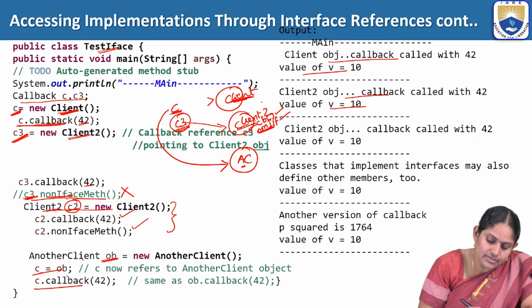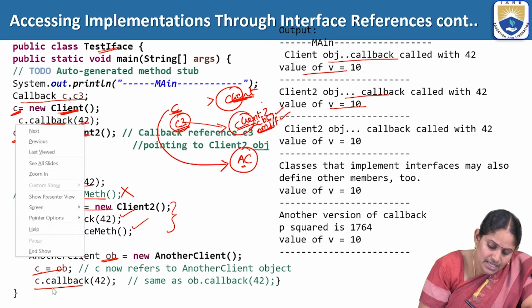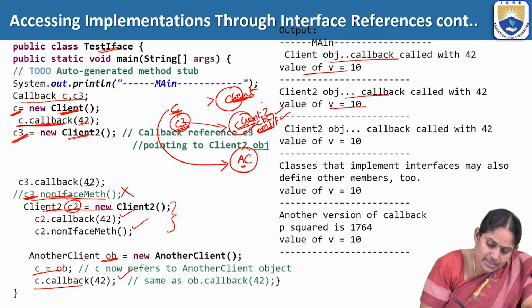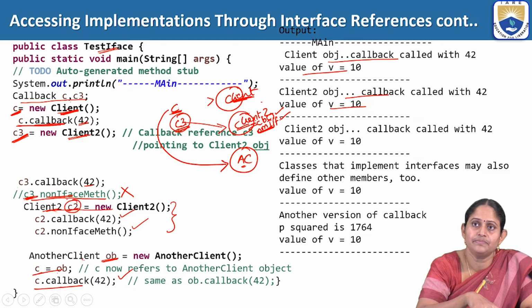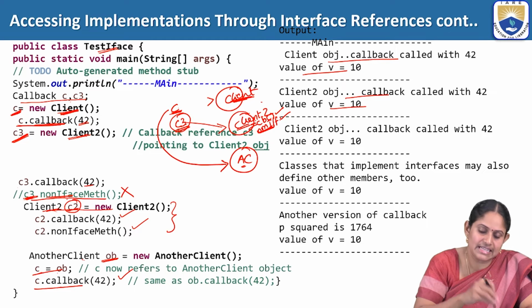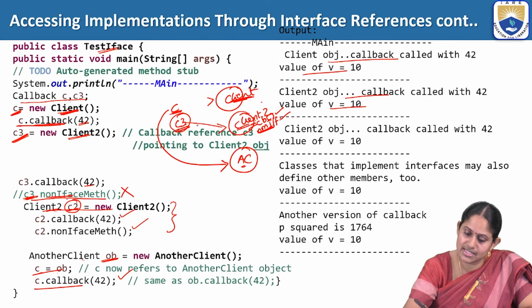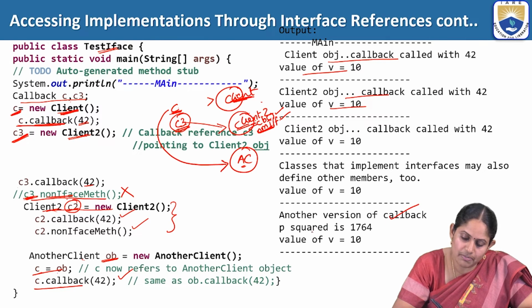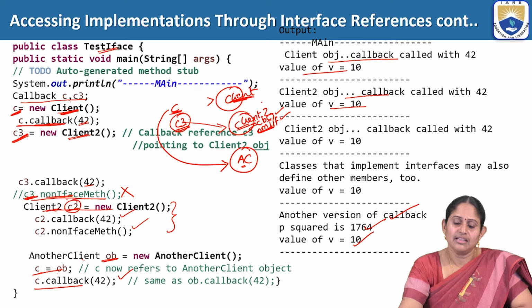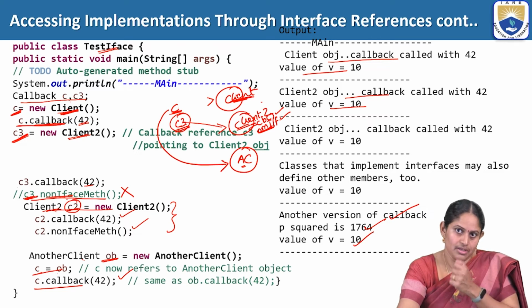So in this case, since C is pointing to the another client object, this method will invoke the callback defined inside the another client method. So we get inside another client method, we have the statements, another version of callback, square is, the value of V is displayed. So we get another version of callback, square is, and the value of V as 10.